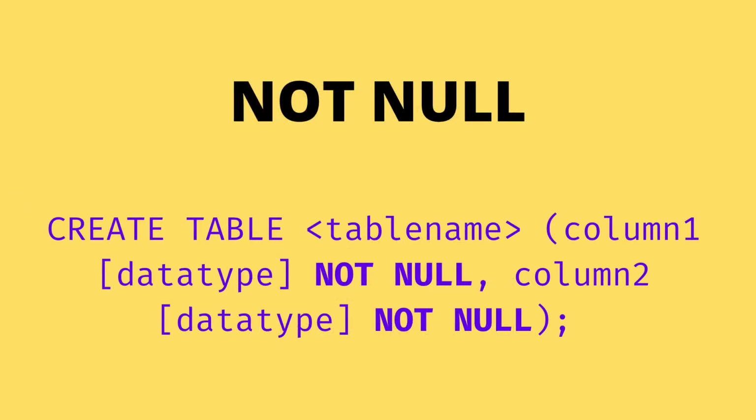So this is actually the syntax for not null. Here we have create table, and then we type in the table name, the name of the first column, the data type, and then we key in not null. So what this means is that the first column will never be empty.